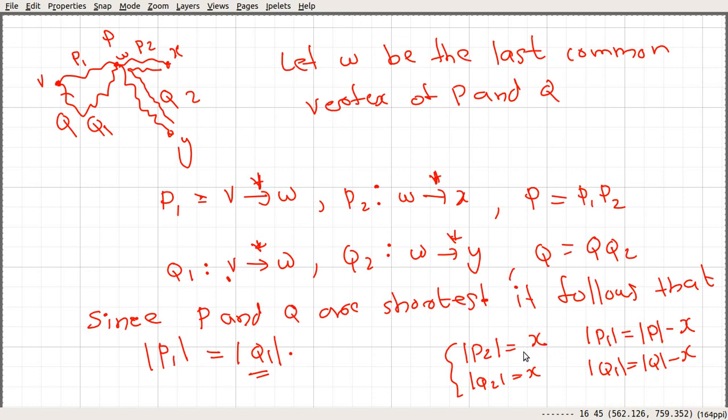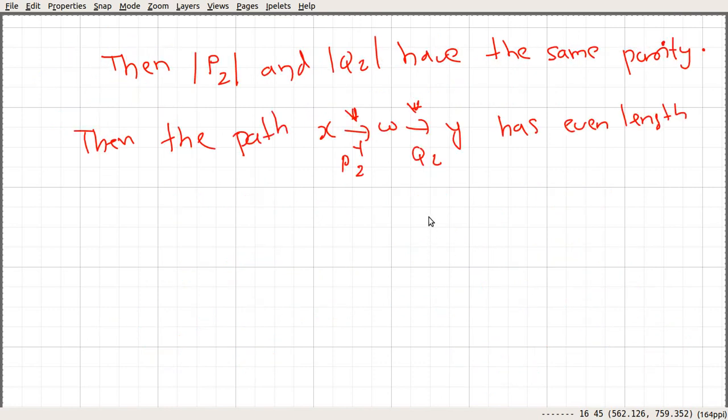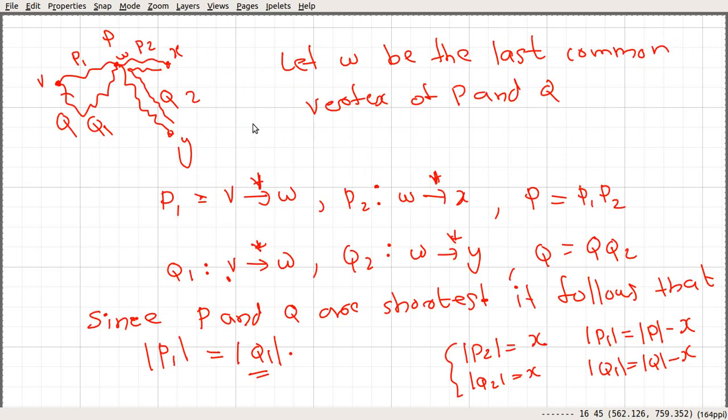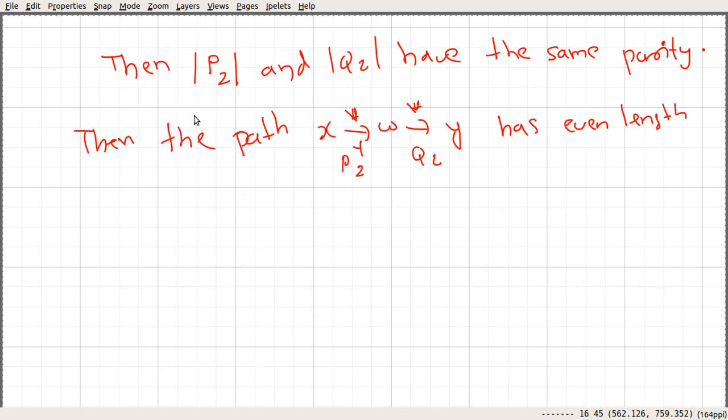We saw that P2 and Q2 must have the same parity. If x is odd, then odd plus odd is even. Similarly, if x is even, then even plus even is also even. So that says the path x to w to y has even length.